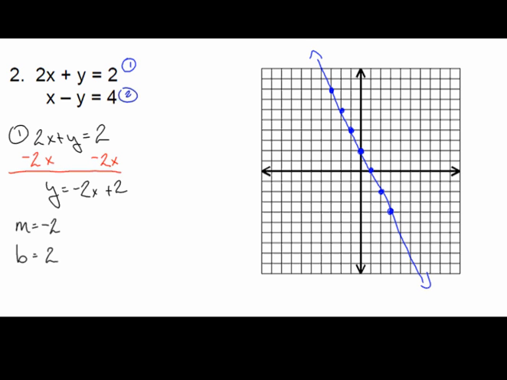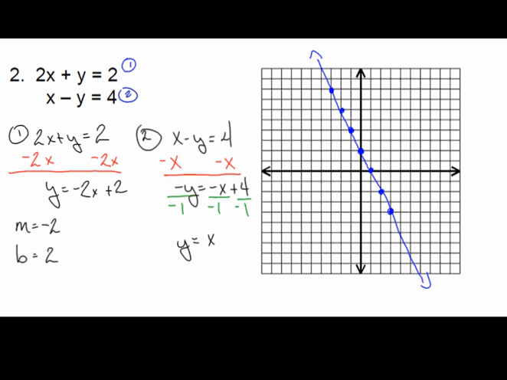I now go to equation number 2. X minus y is equal to positive 4. I subtract x from both sides of my equal sign. I have negative y is equal to negative x plus 4. I have to divide everything by negative 1 to make my y positive. Y is equal to x minus 4. My slope is 1. My y-intercept is negative 4.